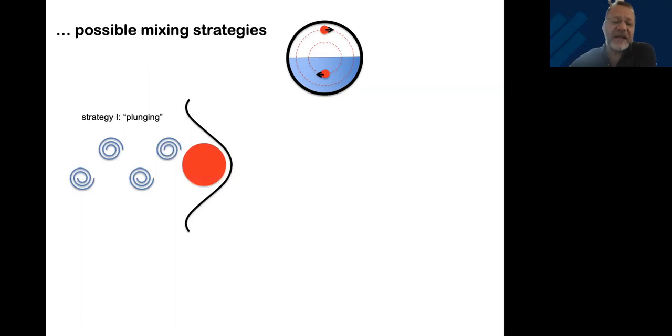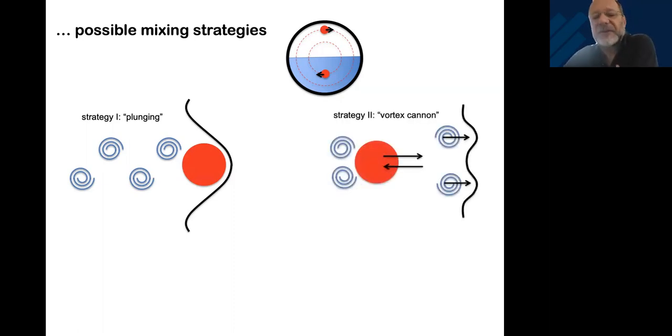The first thing that comes to mind is a strategy that we label plunging. Of course, you want to get the stirrers as quickly as possible to the interface and then plunge through it to mix it up, right? That's sort of strategy number 1. But that's not the only one. For example, strategy number 2 would be what we label as the vortex cannon.